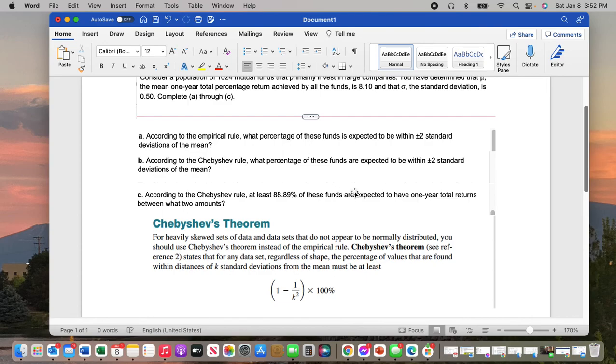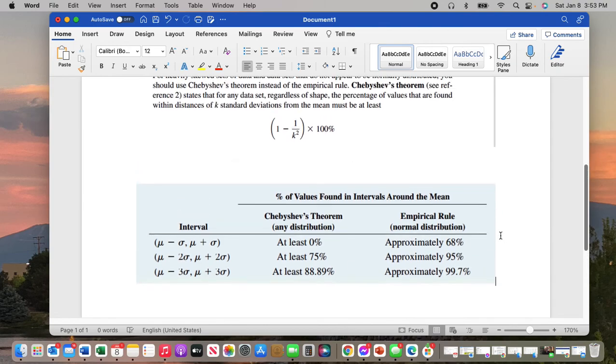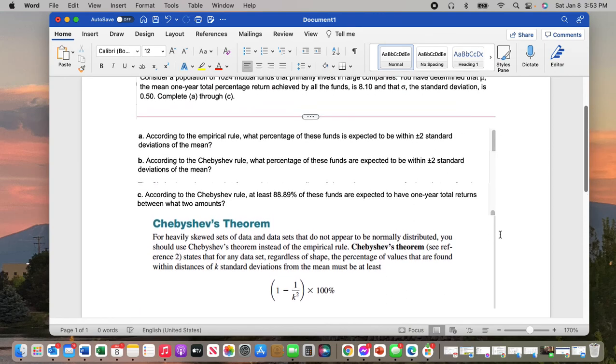Now, the second part, it says, according to Chebychev's rule, what percentage of these funds are expected to be between two standard deviations of the mean? Once again, you can find this in your textbook. And according to Chebychev's theorem, we know that at least 75% of our observations are going to fall between two standard deviations.